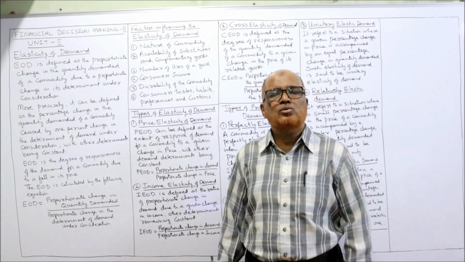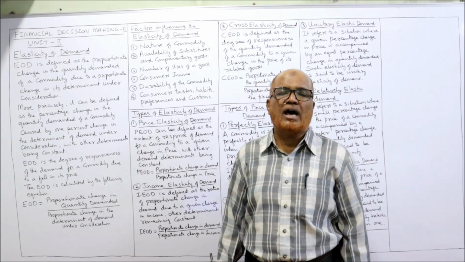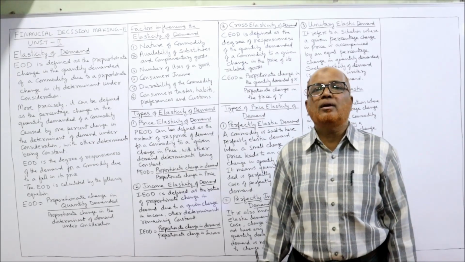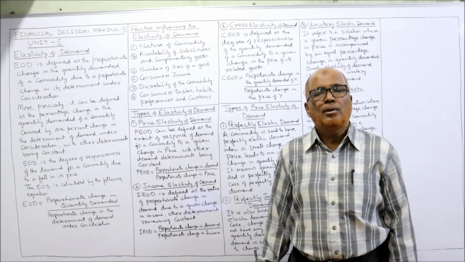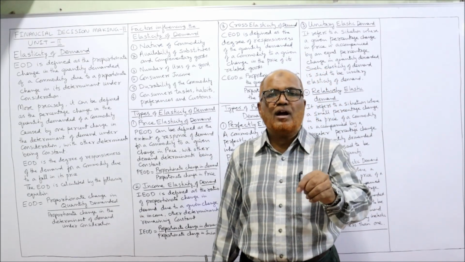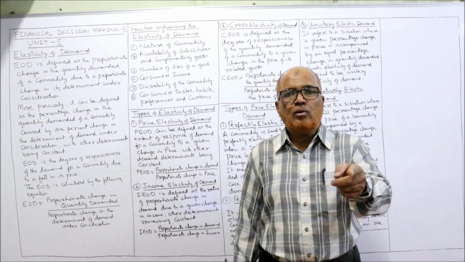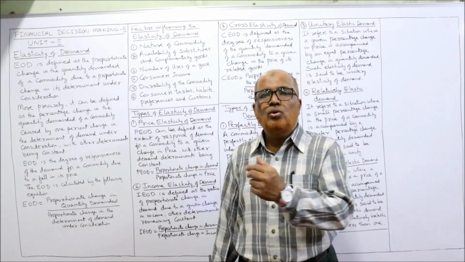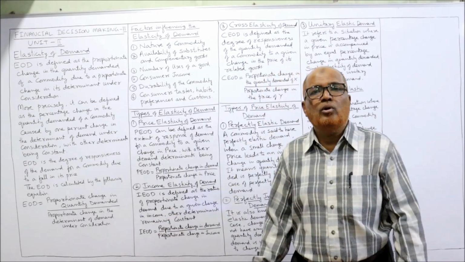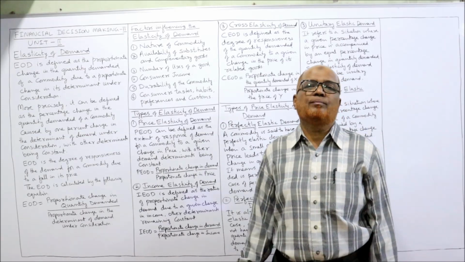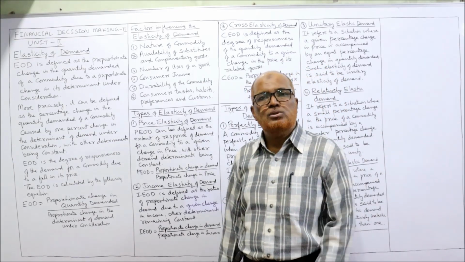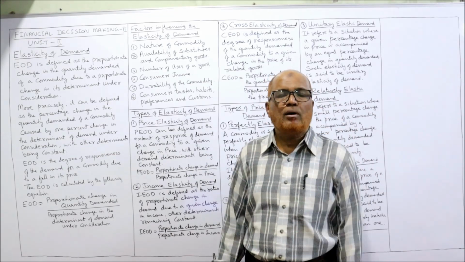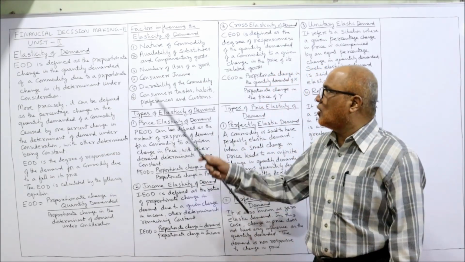Complementary goods means those goods which are dependent on one another. Like car and petrol, both are complementary goods, not substitutes. Because if you want to drive the car, you must have petrol. Petrol is needed to run the car. Similarly, if petrol is there but there is no car, there is no use of petrol. Both are dependent on one another. That is called complementary goods. So elasticity of demand will also depend on the substitutes and complementary goods.